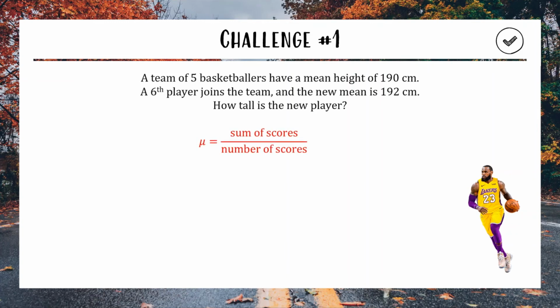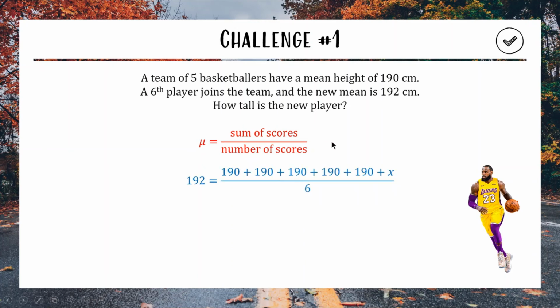Okay, so starting off, we know of course that the mean, which again is that little symbol there, the Greek letter mu, mu for mean, is the sum of the scores divided by how many scores there are. So all we really need to do here is use this mean formula, but we're going to be working backwards because this time we already know what the mean is. We're trying to figure out what one of the scores is.